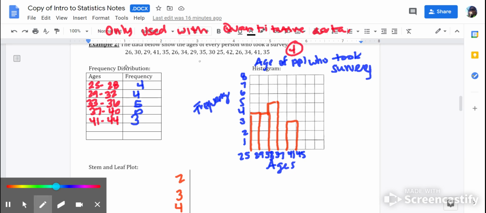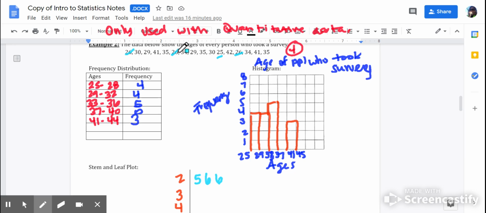So I'm going to start in the 20s. Sometimes it helps if you identify each one that's here. I have a 25. So the way that I represent 25 is I just put a 5 on the other side of my stem. Then I've got a 26. Another 26. Another 26. Then 29. And another 29.